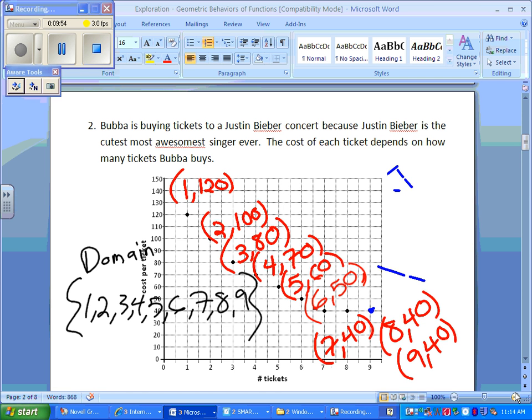Number 10 asks if there is a restriction on the domain. You guys know what restriction means from last time? Are there any members of the domain, are there any x's that can't be on there?